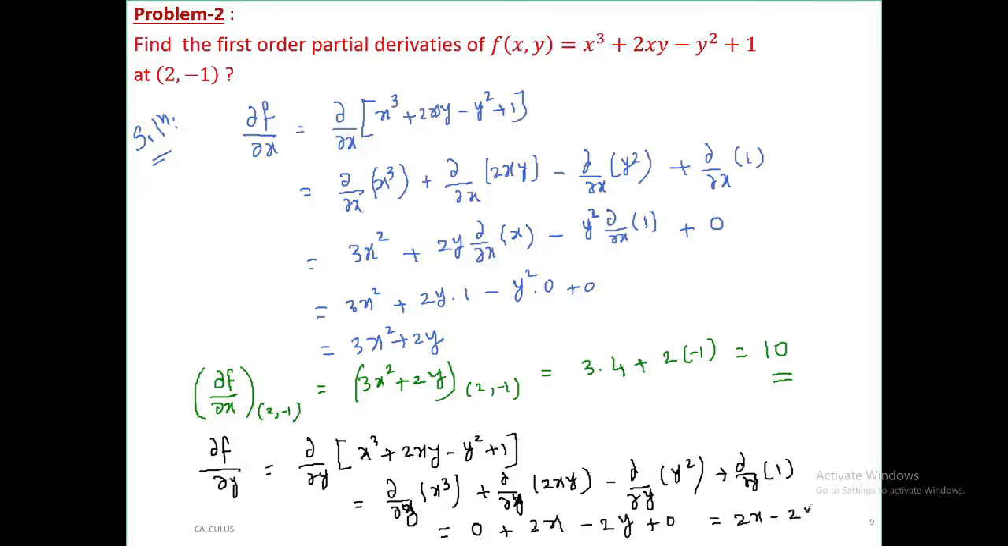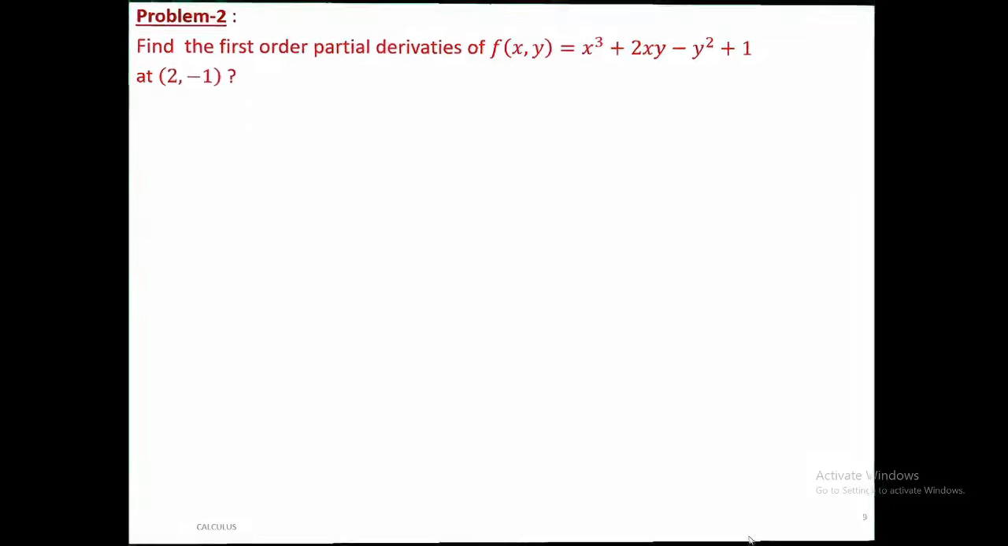2x − 2y. Okay. Now to the point (2, −1). So ∂f/∂y at the point (2, −1).